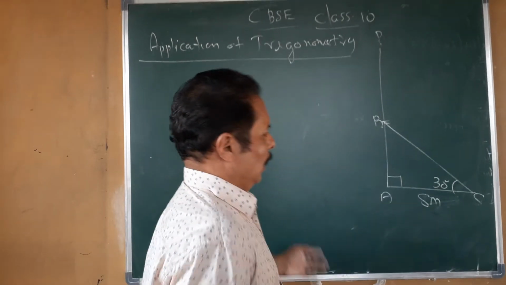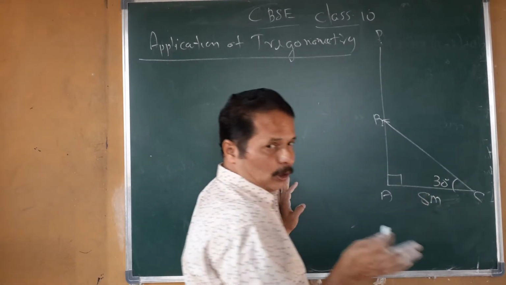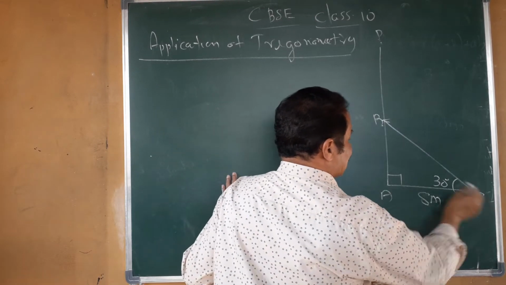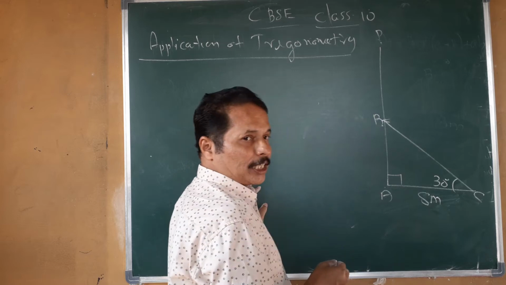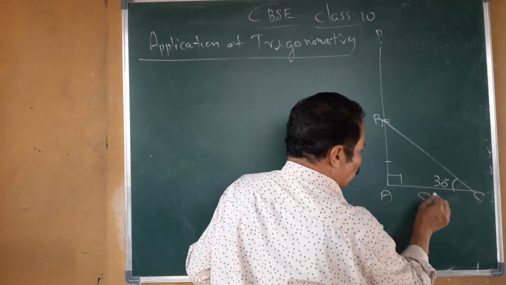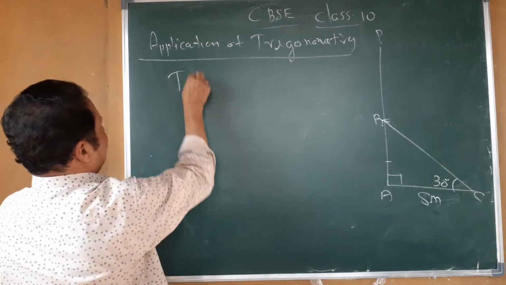Look at here. Now this is 30 degree. You see that? You get the idea. Then this side is the adjacent side. This side is the opposite side. You see that? Now opposite side by adjacent side is tan.